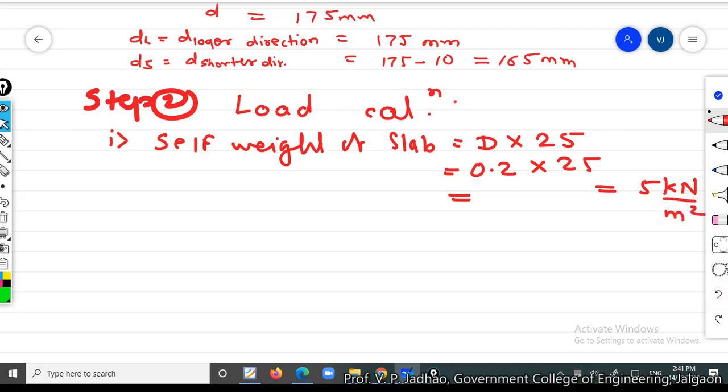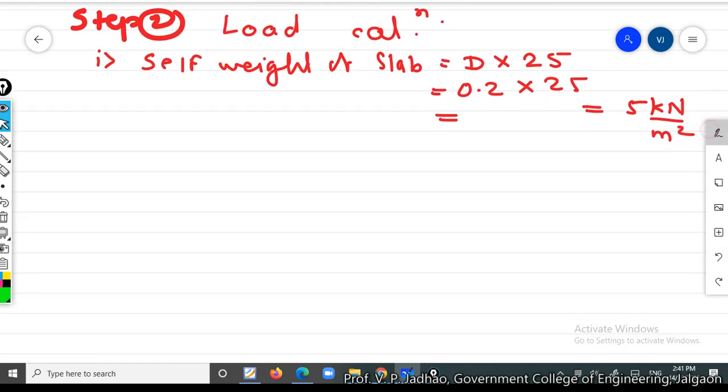We need all the loads in kilonewton per meter square because it is a slab, and on a slab the loads will be acting in kilonewton per meter square. Second, the floor finish.